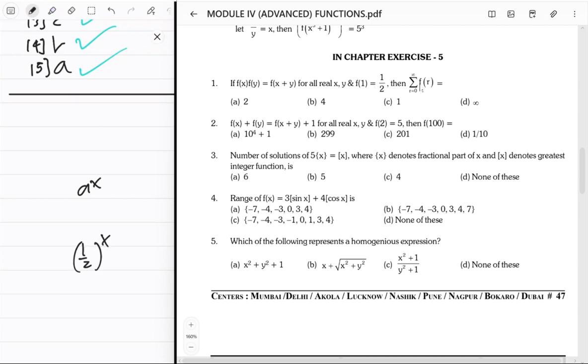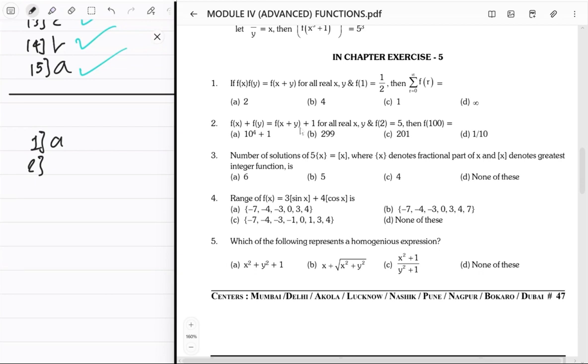Then summation from r equal to 0 to infinity of, see, it's like 1 plus 1 upon 2 and so on. Yeah, that's going to be 2. You know that. So A is the answer. That's a very well-known thing. That thing is supposed to be 2. So first A.